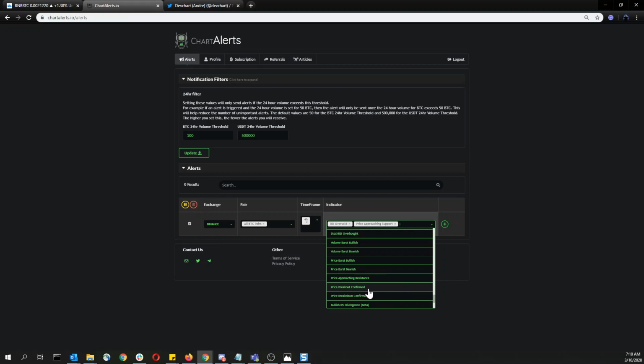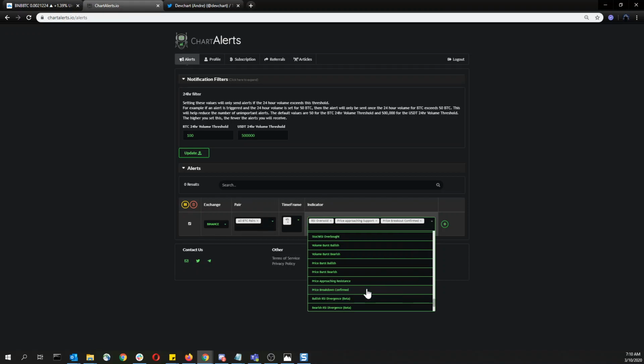I also like to use the price breakout confirm. That will tell me if a coin is actually breaking out of the major resistance. And like I said, if you go and watch the tutorial about the price breakout, you will see that I like to wait for the price to break out and then retest that support that was a previous resistance, and just choose an entry from there.